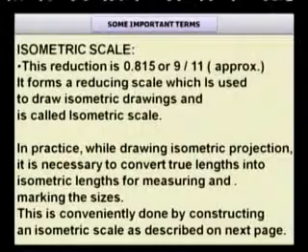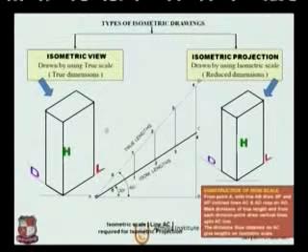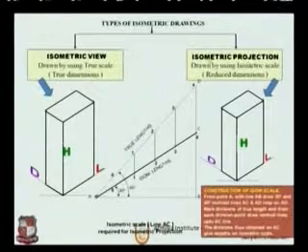In practice, while drawing isometric projection, it is necessary to convert the true lengths into the isometric lengths for measuring and marking the sizes. This is conveniently done by constructing an isometric scale as described on the next image. So here is the main difference between isometric view and isometric projection. It is very important to know what the basic difference is.